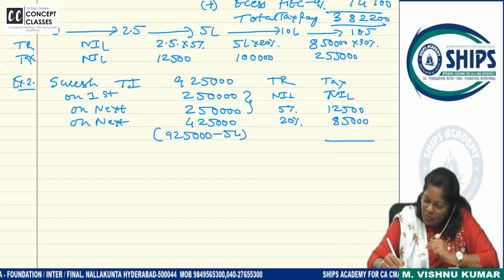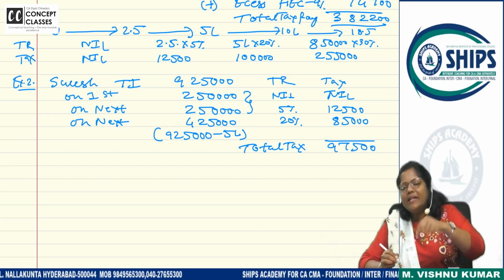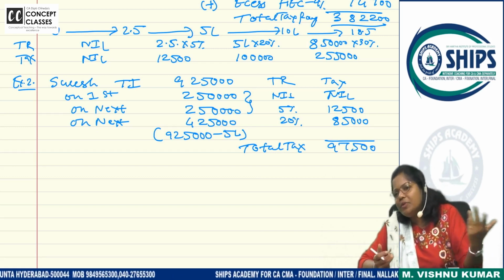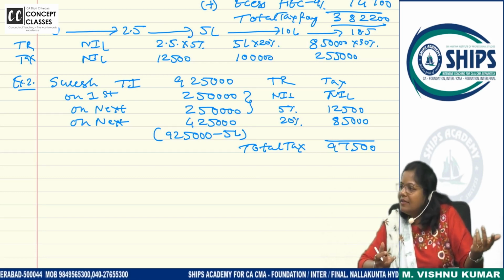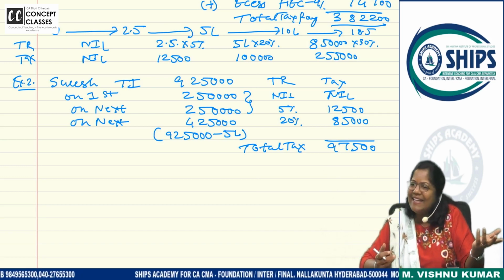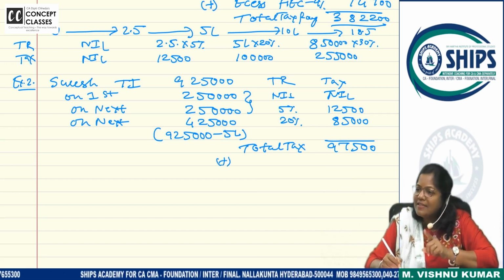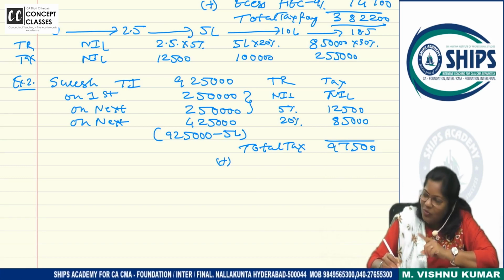What is the total tax? Ma'am, you taught 30%, you didn't calculate 30%. Why? Income is not crossing the 10 lakh limit. On total tax, shall I add surcharge? No. Why no?